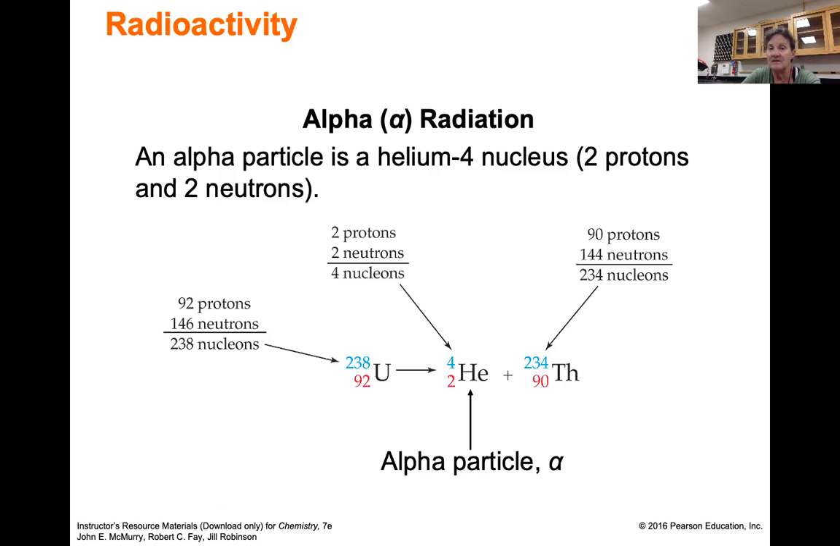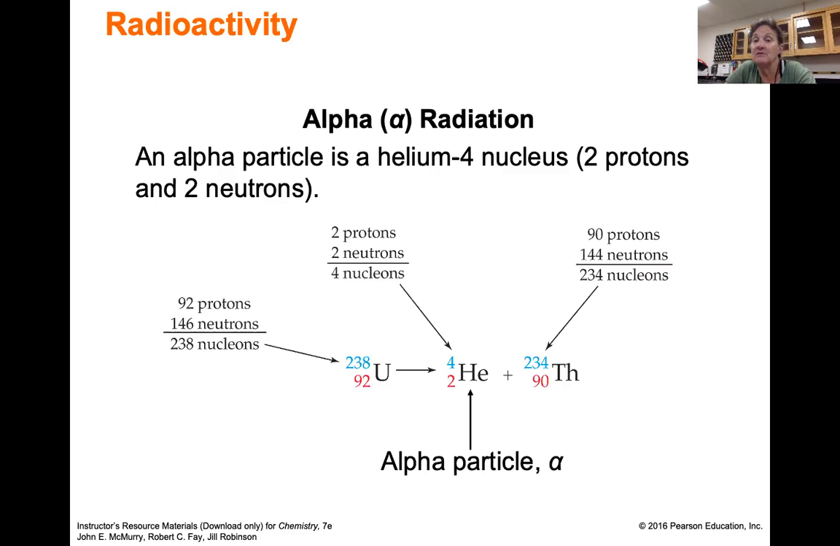The way you can balance these, because you can't balance them for elements, is to realize that the mass number in blue has to be equal on each side. So on the left-hand side, you have 238 mass particles. And if you add together the 4 from the helium and the 234 from the thorium, you'll have 238 particles on the right-hand side too.